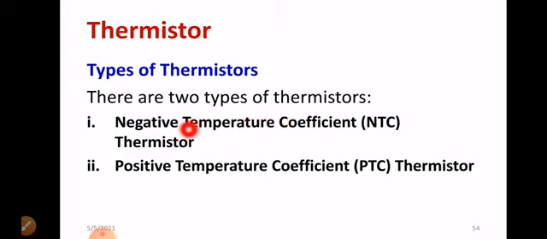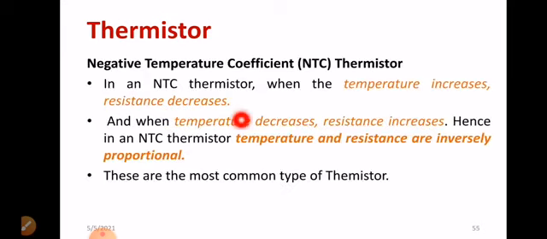How do you classify thermistors? As I told you, there are two types of thermistors available, depending on the characteristics: negative temperature coefficient thermistors and positive temperature coefficient thermistors, NTC as well as PTC. In NTC, temperature is inversely proportional to resistance, whereas in PTC temperature is directly proportional to resistance. That's a speciality. I have written the same condition over there. In the case of NTC, as the temperature increases, resistance decreases. So temperature and resistance are inversely proportional.